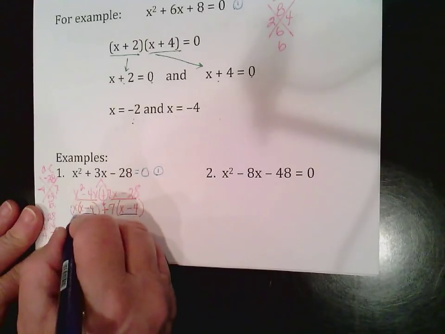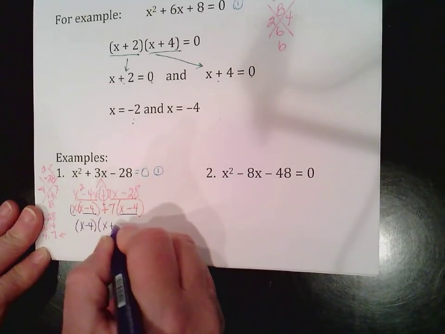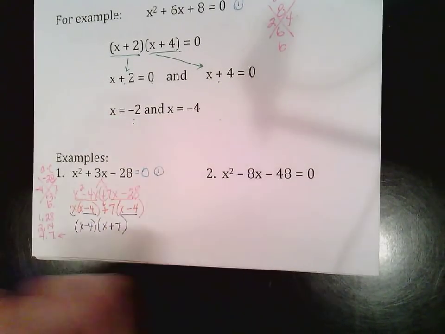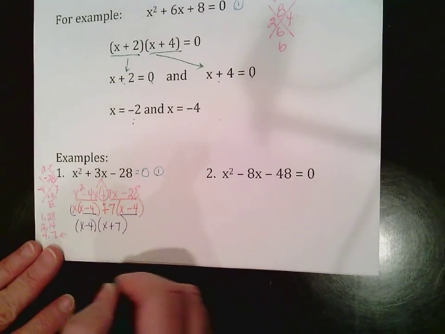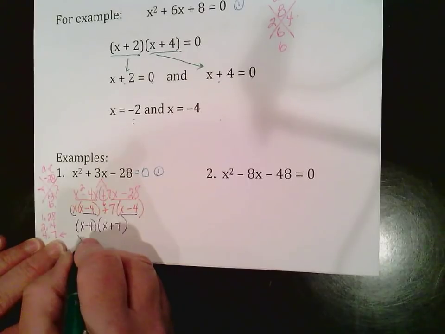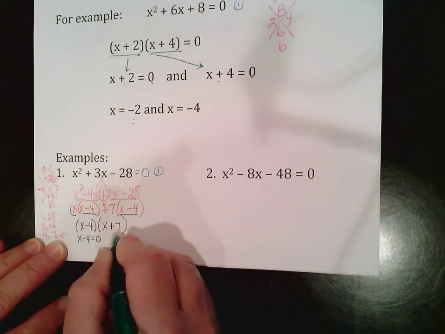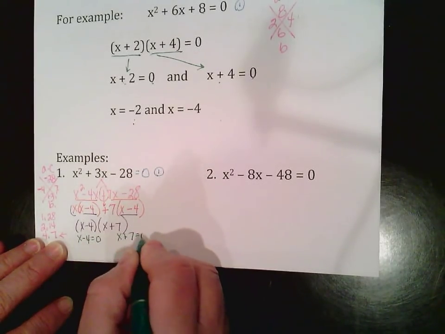And then I'm left with x and plus 7 in the second parentheses. And then remember, our final step is once we've got it factored, we take each of these and set them equal to 0. So I have x minus 4 equals 0 and x plus 7 equals 0.